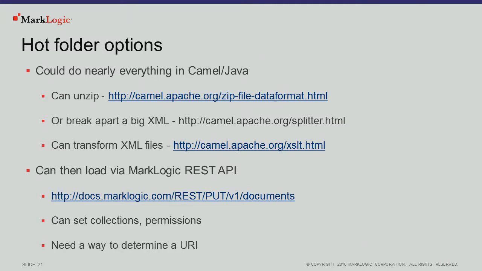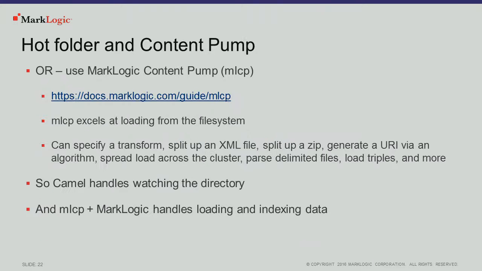So we could do, I meant to animate this one. Well, ignore the bottom half. We could do everything in Camel first. For example, if we have zip files coming in, we can unzip them with Camel. If it's a huge XML file, we can break it apart. We can do transformation. We could then use the MarkLogic REST API to do a simple put to the v1 documents endpoint, and we can set collections and permissions. We need a way to determine the URI, but that's not too hard to do. So we really could do just about everything in Camel and then just make simple use of the REST API.